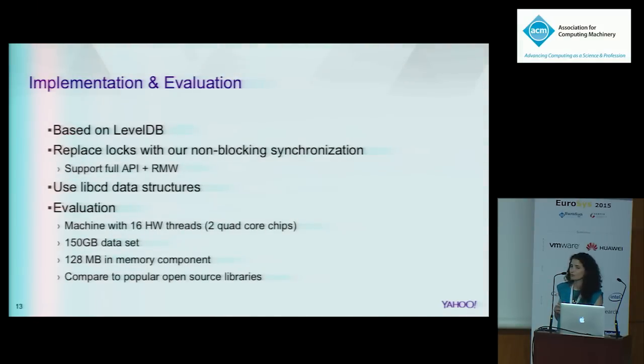Our data set was 150 gigabytes in size, and we allocated 128 megabytes of memory to the memory component, which is the default value in systems like HBase. And we compared our implementation with state-of-the-art existing systems. We configured RocksDB to use only a single thread for compaction, because we wanted to compare the memory behavior of the different systems.